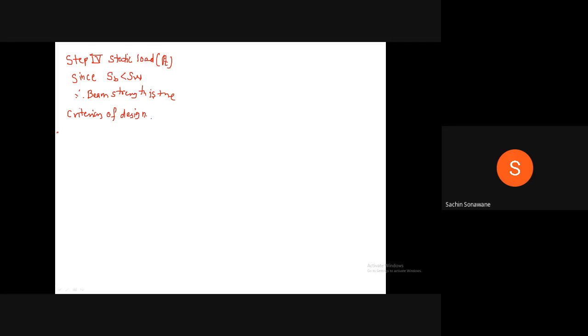Beam strength is the criterion of design means what? Bending failure will be there. Failure will be of bending nature. Therefore, now equate equation 1 and equation 3. How to equate? We write down the formula: SB is equal to P effective into factor of safety.